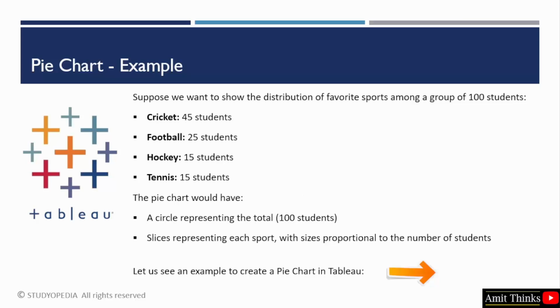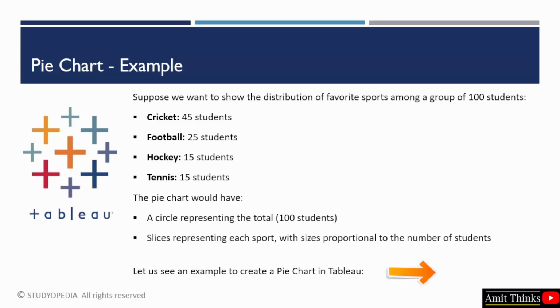We can also take an example quickly. Let's say we have divided 4 sports into what students like. There is a group of 100 students and 45 like cricket, 25 like football, 15 like hockey and 15 like tennis. If you have a pie chart, it will represent all the students in total, right? 100 students, and each slice will represent each sport. That means there will be 4 slices.